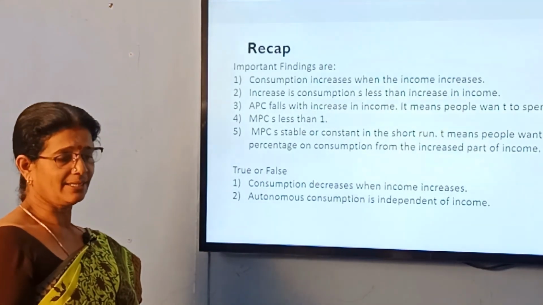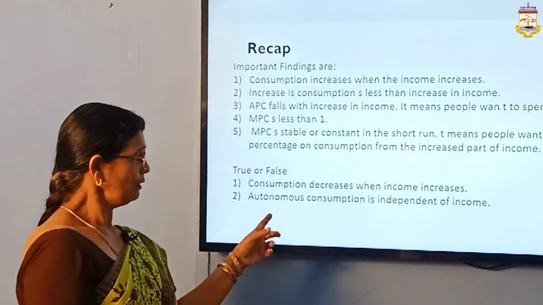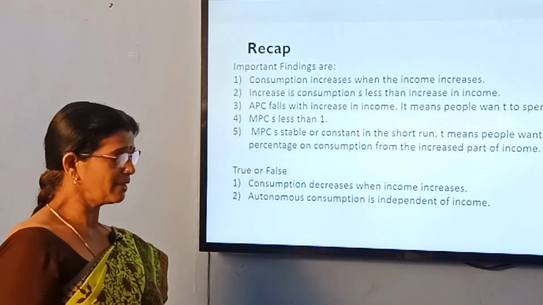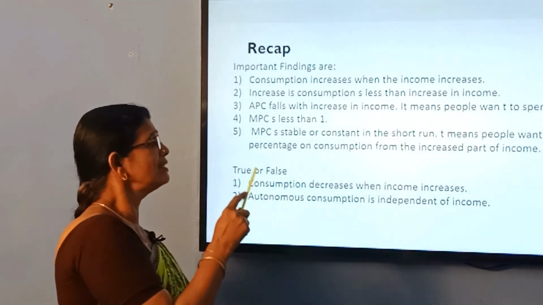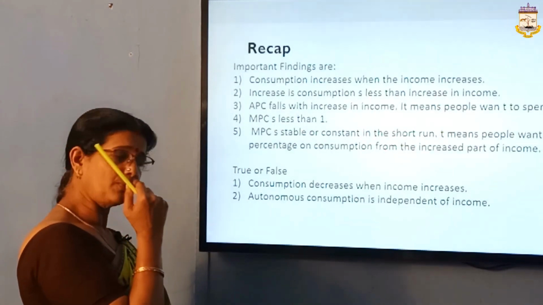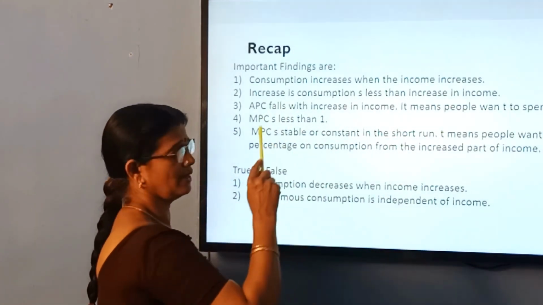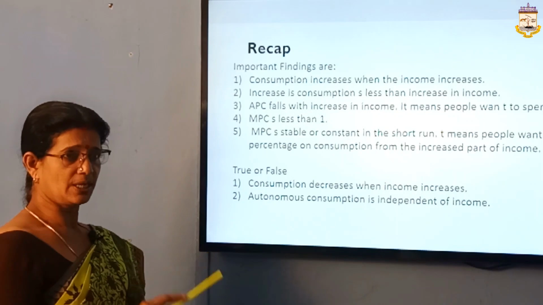Even though I say it is consumption not related to income, I never said it is independent of income. Now did you understand? Autonomous consumption is not related to income. That is what it means, it is independent of income. It is a true statement.